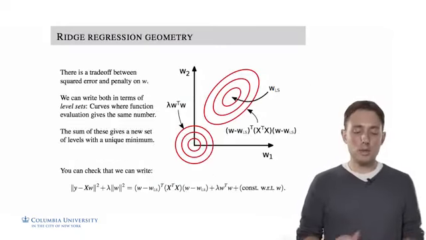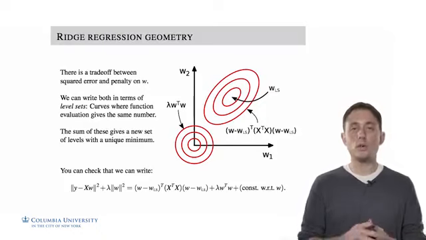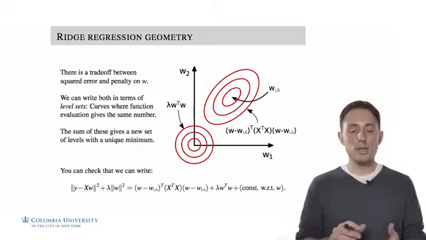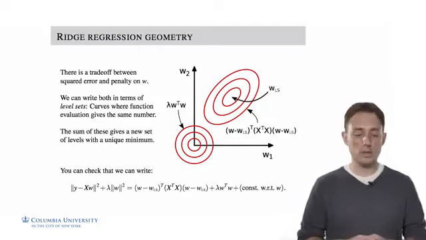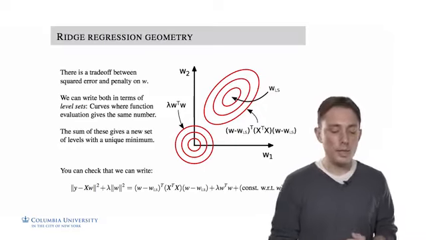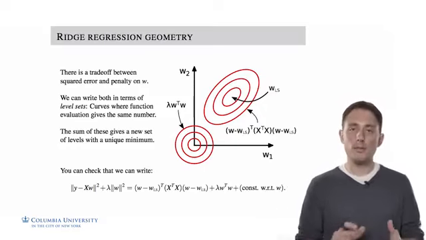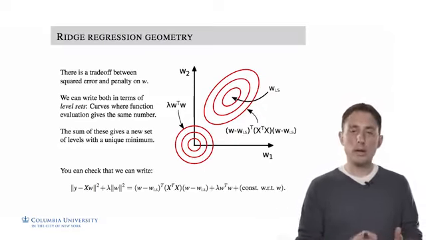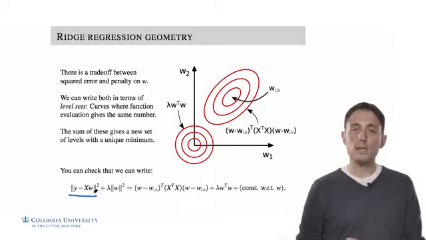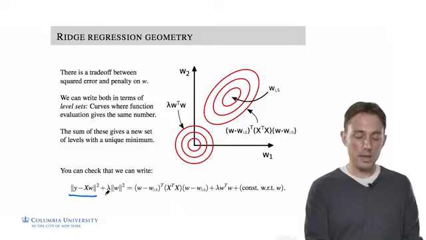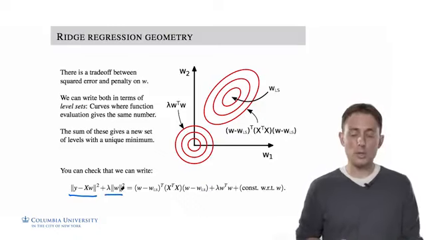Okay, so like least squares, ridge regression also has an interesting geometric interpretation that's useful for developing intuitions of what's happening. We can see that there's a trade-off between the squared error penalty, which is this term here, and the regularization penalty that we add on the vector w, which is this term here.